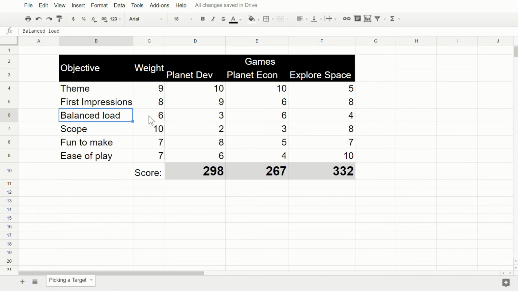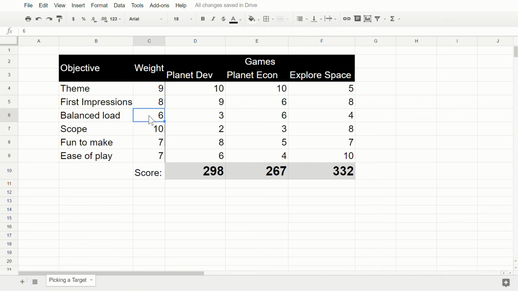Yeah, and for the two of us, I can pick up art skills if I need to, and he can pick up programming skills or level design skills if he needs to. So being a balanced load is important, but it's not that important. So we gave it a 6 out of 10.